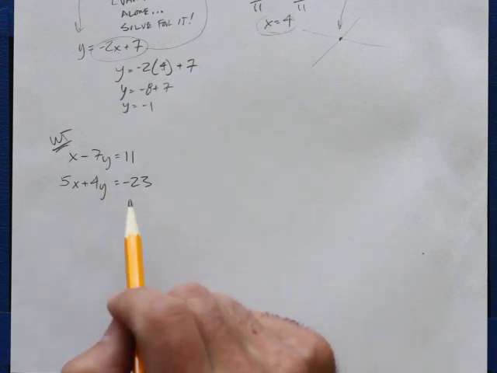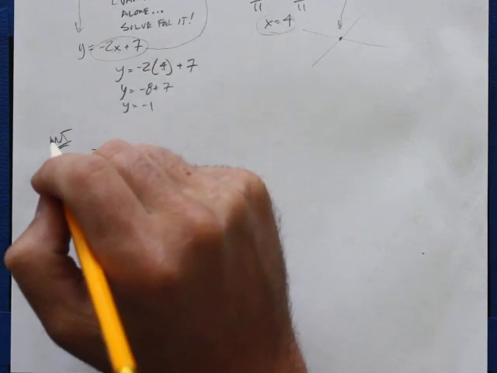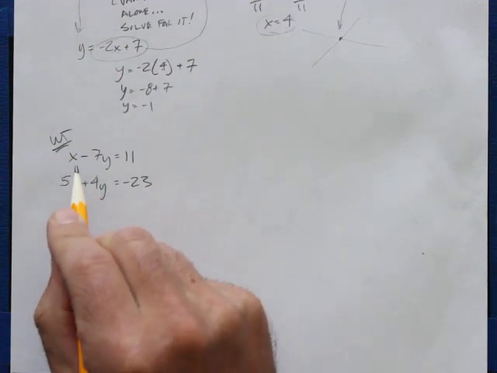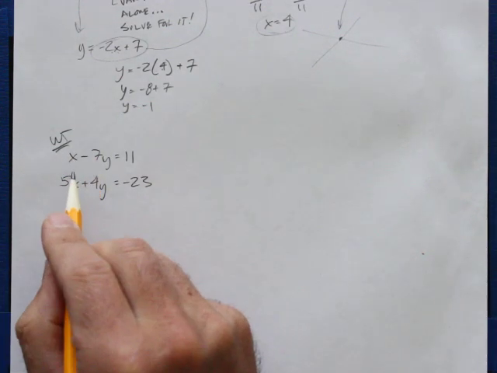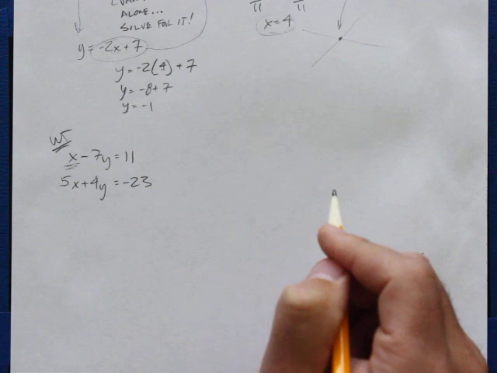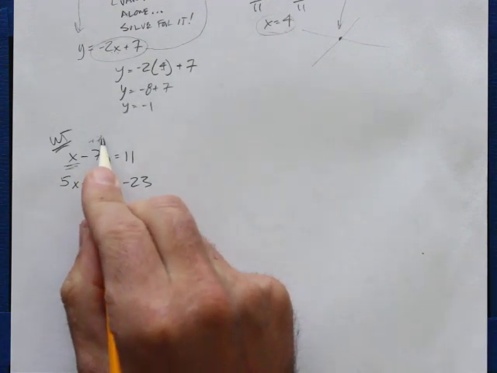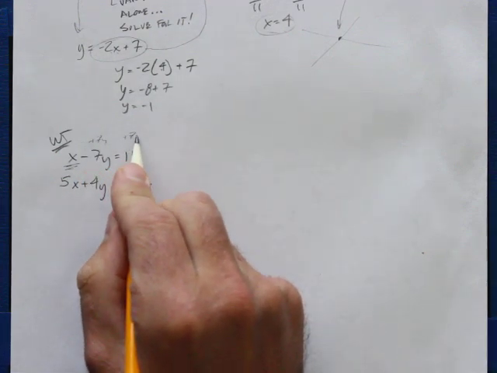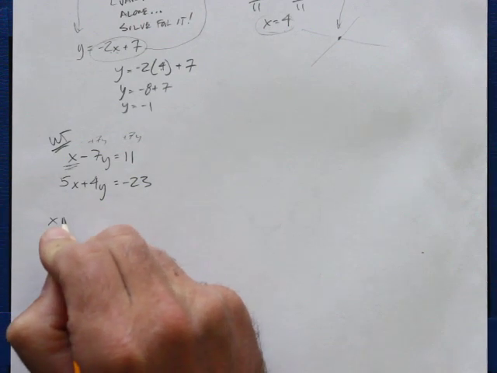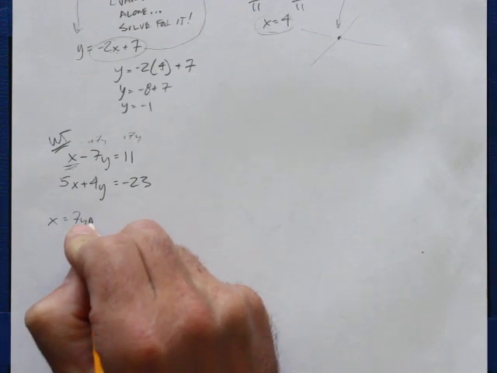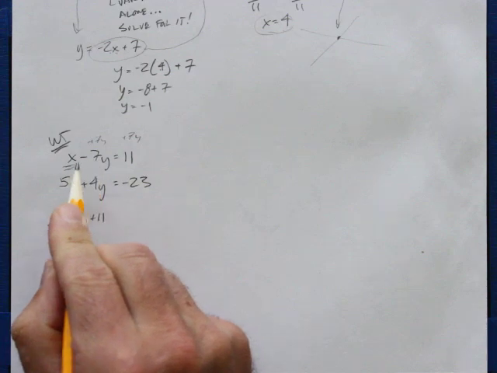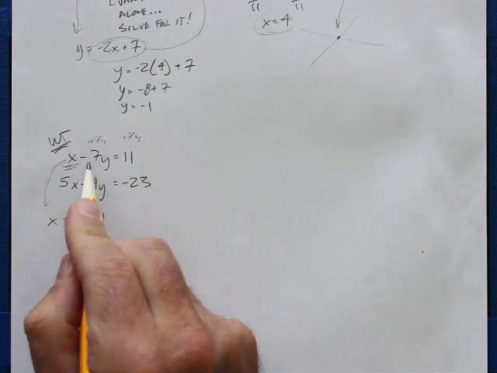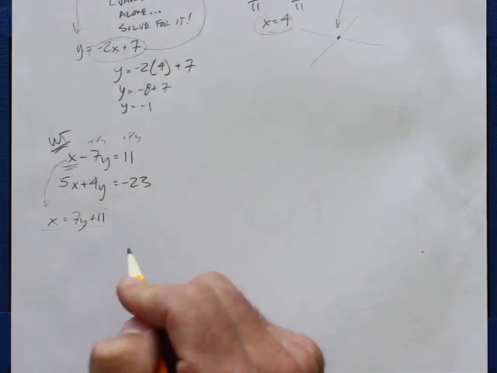Now let's go ahead and see how you did. All right, so we're going to use substitution again. And notice here I have this x by itself. So I'm going to add 7y to both sides to solve for x. So I've got x equals 7y plus 11. So that's just the same equation. I've just rewritten it that way.